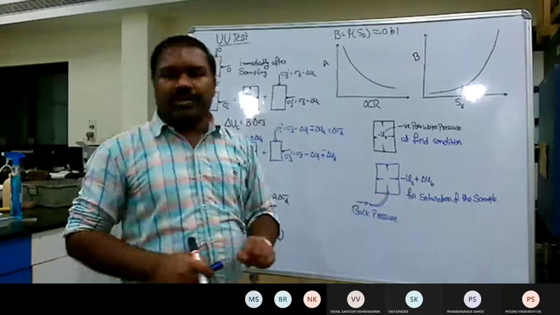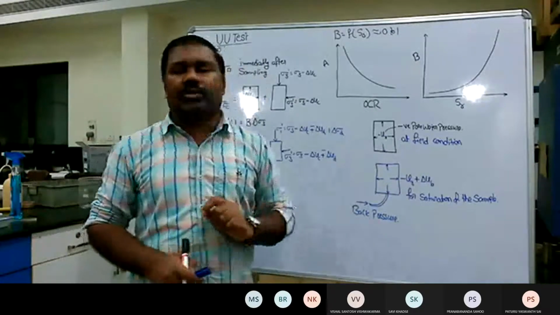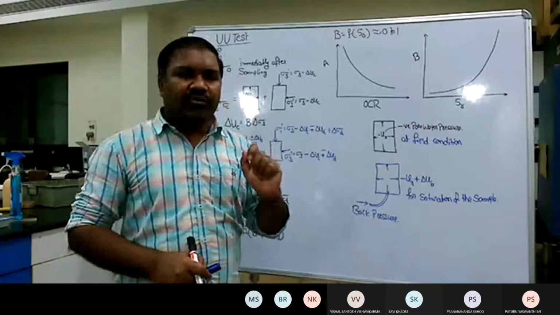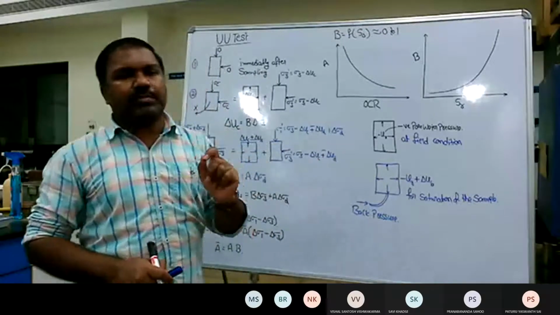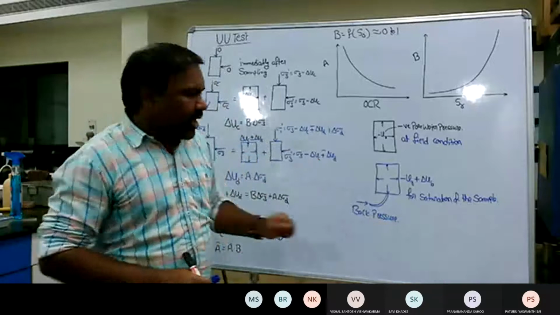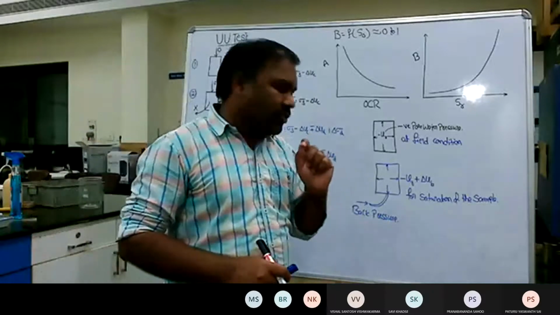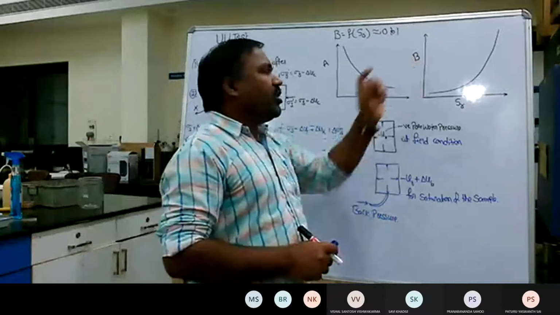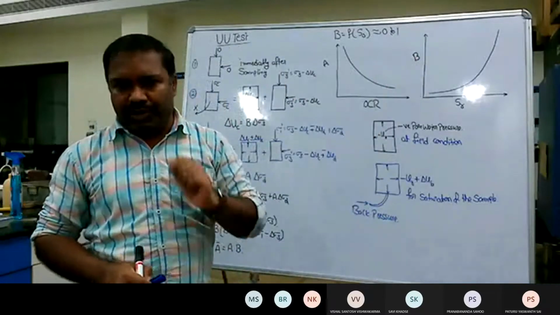But when you apply the back pressure, the fundamental meaning of the back pressure is that you will force the water to enter into the soil sample with some pressure, and this amount of water will be allowed until the value of the pore pressure parameter B becomes equal to unity.